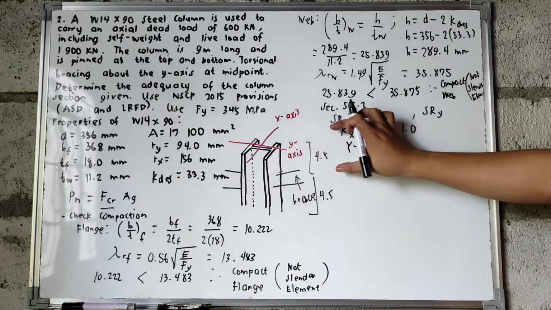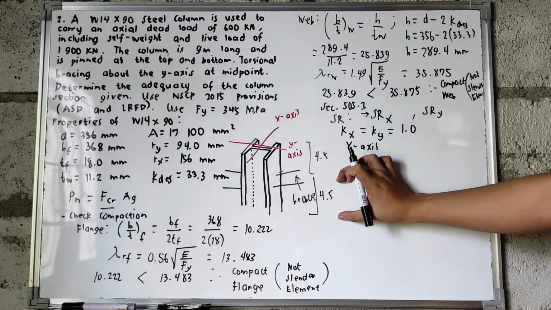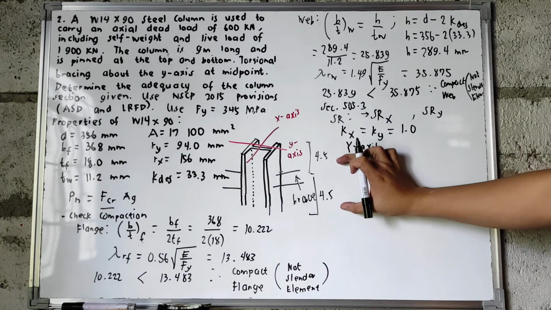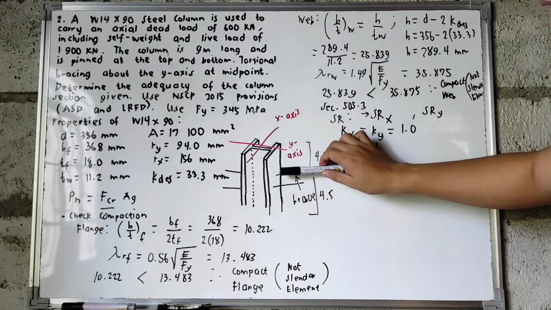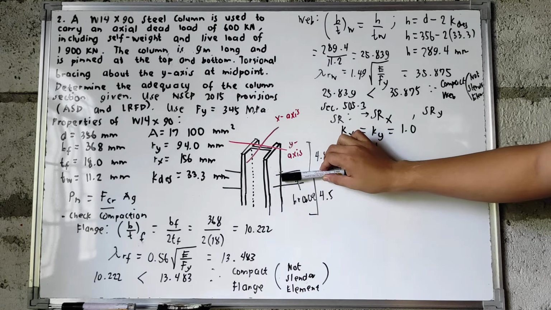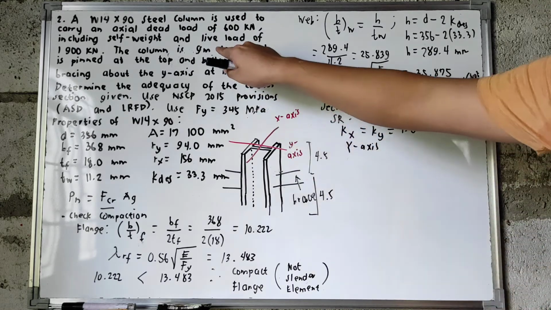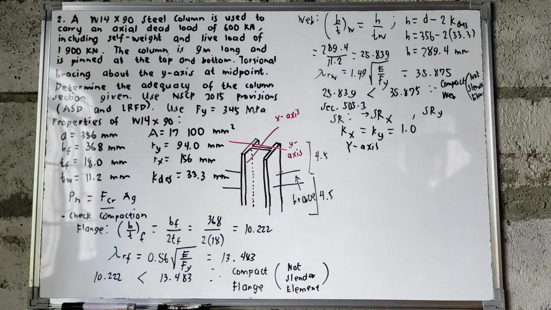Kasi nga, parehas lang naman yung value ng length natin. Kasi, brace at midspan tayo. Brace at midpoint. Siyempre, na-divide lang sa dalawa yung 9 meter natin.